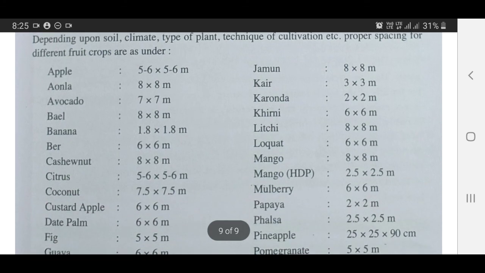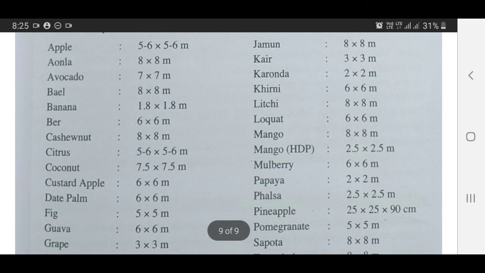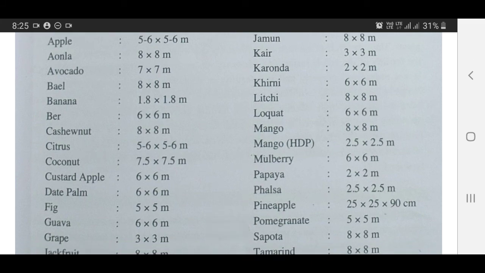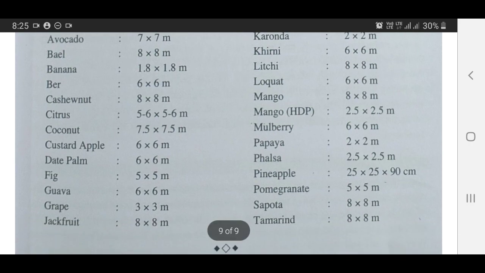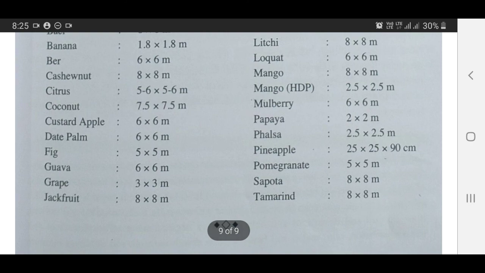karonda 2 into 2 meter, khirni 6 by 6 meter, lychee 8 by 8 meter, locust 6 into 6 meter, mango 8 into 8 meter, mango in high density planting 2.5 into 2.5 meter, mulberry 6 into 6 meter, papaya 2 into 2 meter, falsa 2.5 into 2.5 meter, pineapple 25 into 25 into 90 centimeter, pomegranate 5 into 5 meter, sapota 8 into 8 meter, tamarind 8 into 8 meter.